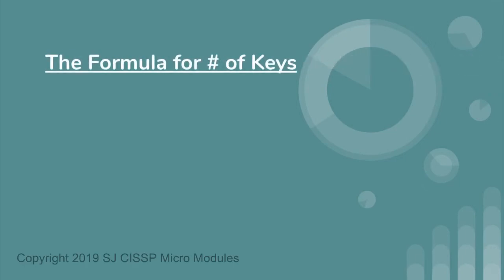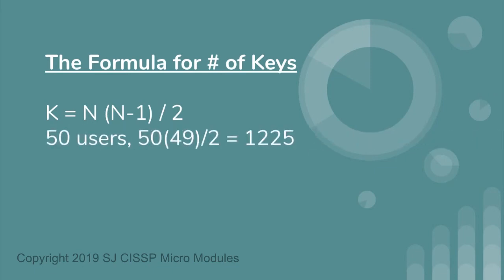Here is the formula for calculating the number of symmetric keys needed for a symmetric cryptosystem. The number of keys is n times (n minus 1) divided by 2. For example, if you have 50 users, it would be 50 times (50 minus 1, or 49) divided by 2, which would mean 1,225 symmetric keys would be needed. The reason this is an issue is because it's not scalable.